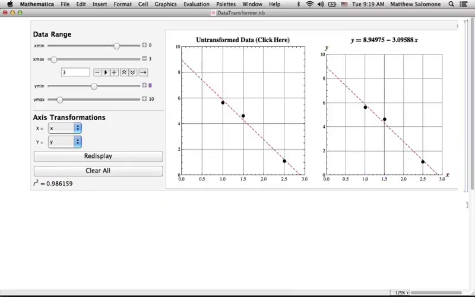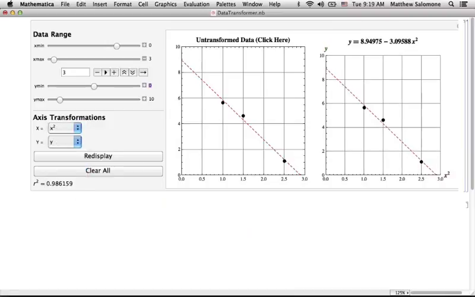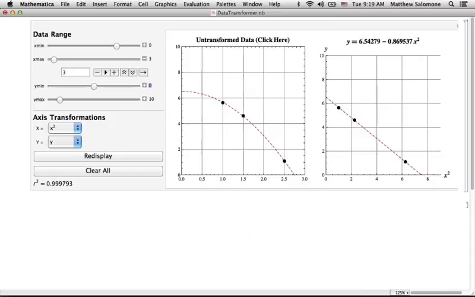So let's again plot on the horizontal axis, instead of our values of t, our values of t squared. I'm just going to choose the axis transformation x squared down here at the bottom and redisplay. And once I've done that, notice what just happened. The data points that we had placed on our original graph remain the same. But on our transformed graph, the graph on the right now, the graph linearized, because now we're plotting t squared versus h.